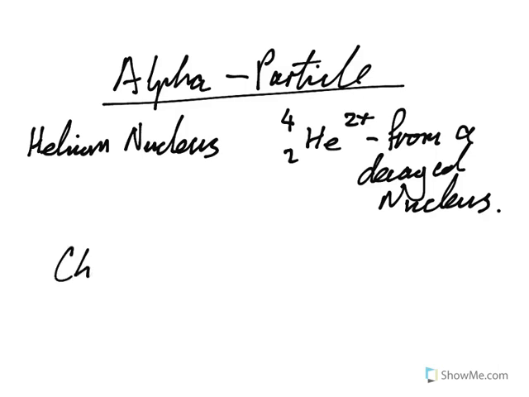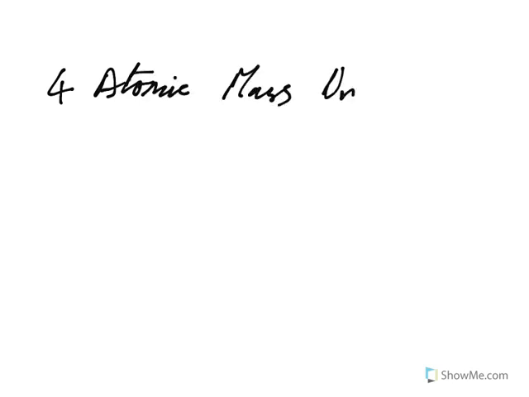So it's got a charge because it's not balanced. The protons are not balanced, so it's got 2+. Then it's 4 atomic mass units. And 1 atomic mass unit is the mass of a proton, so it's 4 times the mass of a proton.